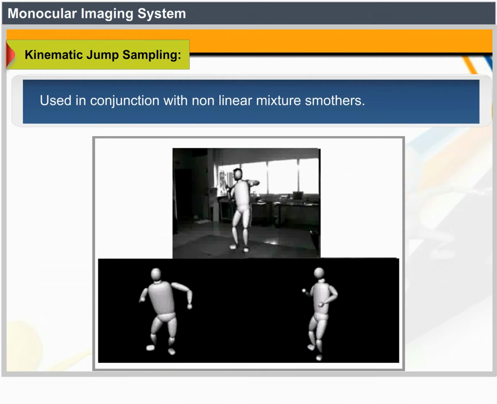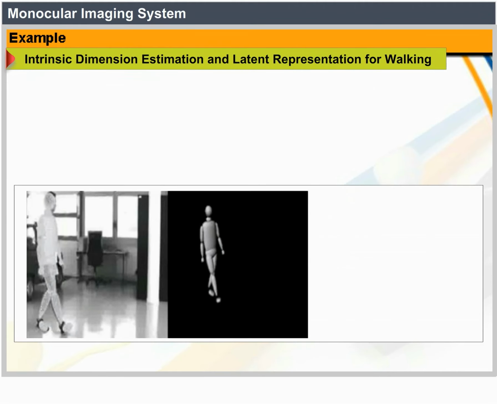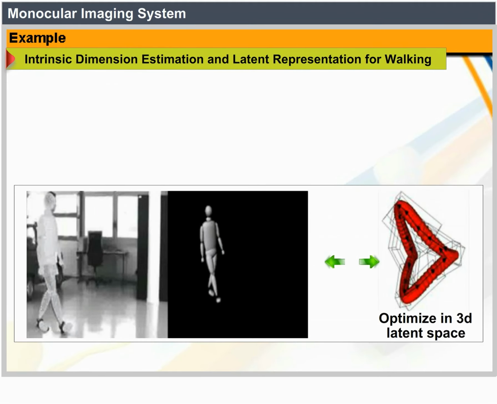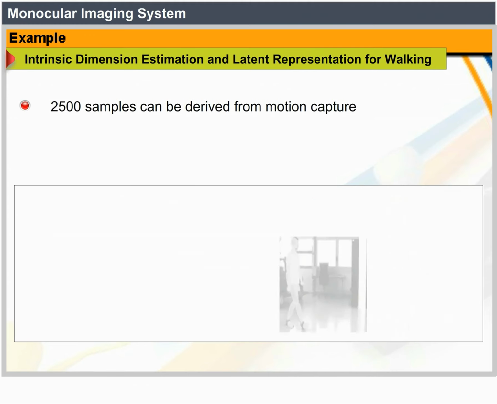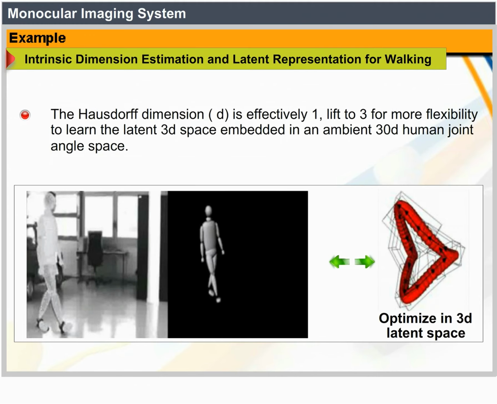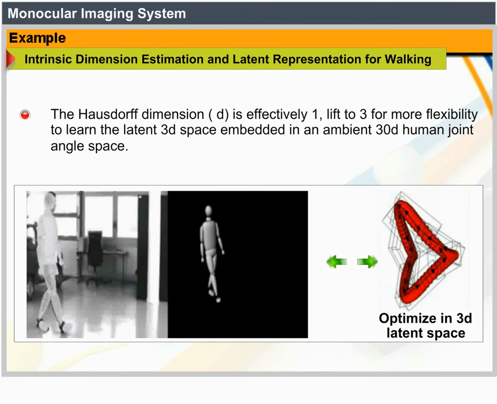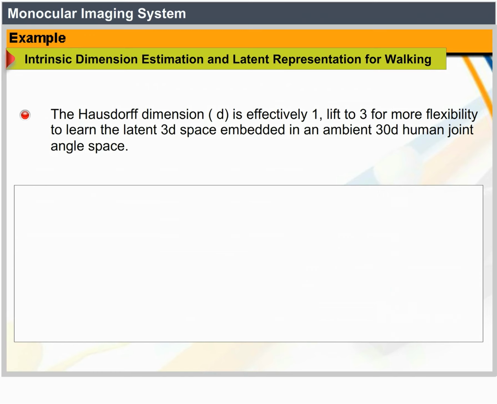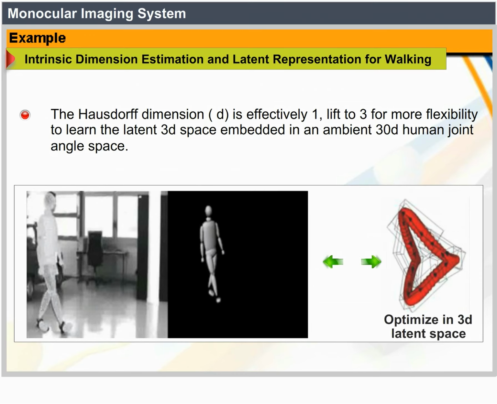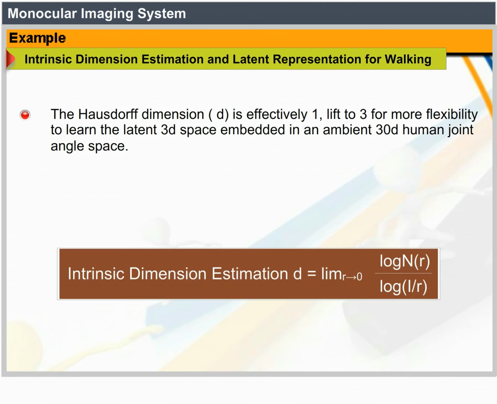Example: intrinsic dimension estimation and latent representation for walking. 2,500 samples from motion capture. The Hausdorff dimension, D, is effectively 1; lift to 3 for more flexibility, to learn the latent 3D space embedded in an ambient 30D human joint angle space. The intrinsic dimension estimation equation is shown on the screen.